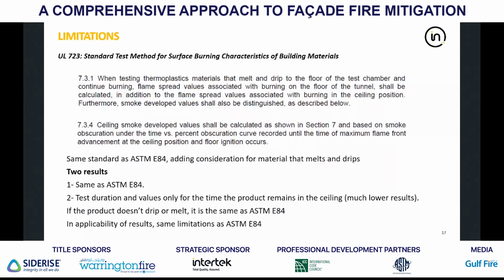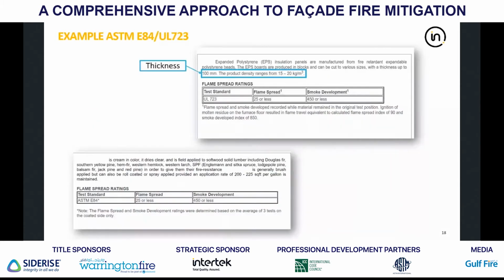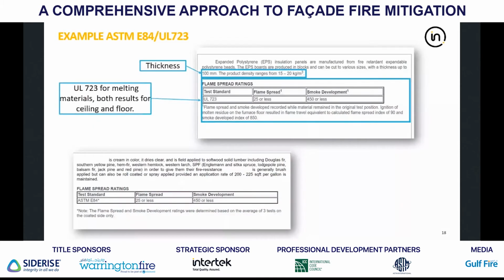Thickness, site of exposure. So here we have an example. We mentioned the thickness. And here we have the UL723 results. Here we have 25 or less and 450. In this specific listing, there was no Class A, so only those results are displayed. But at the bottom, you can see the flame spread and the smoke developed, 90 and 850, because that is the full result for the 10 minutes. That would be the result you would obtain from an E84 test.